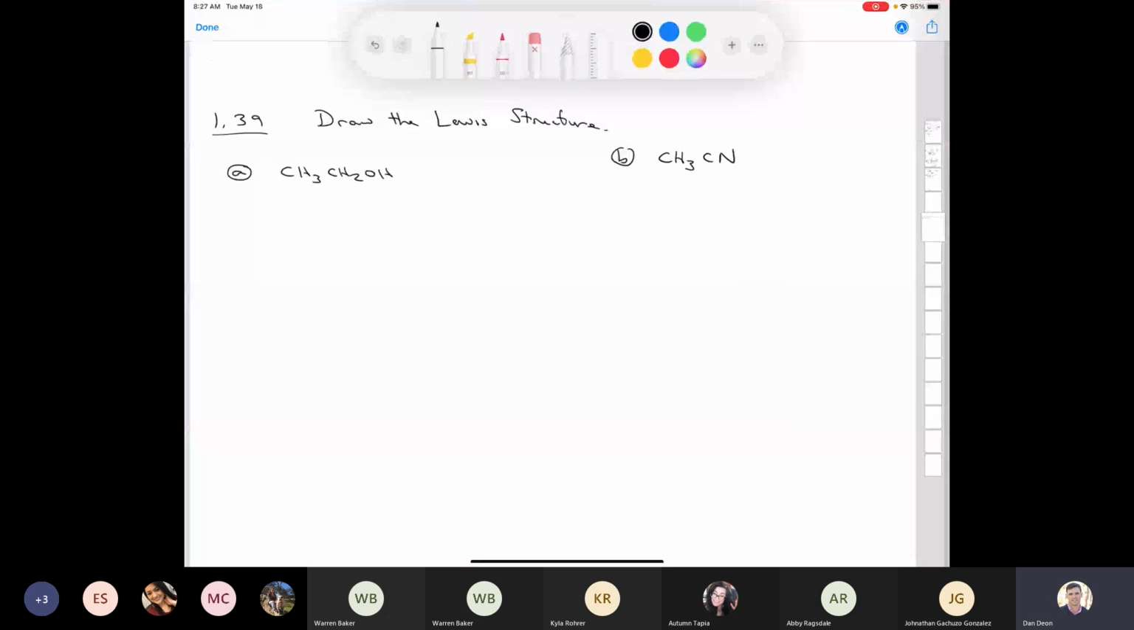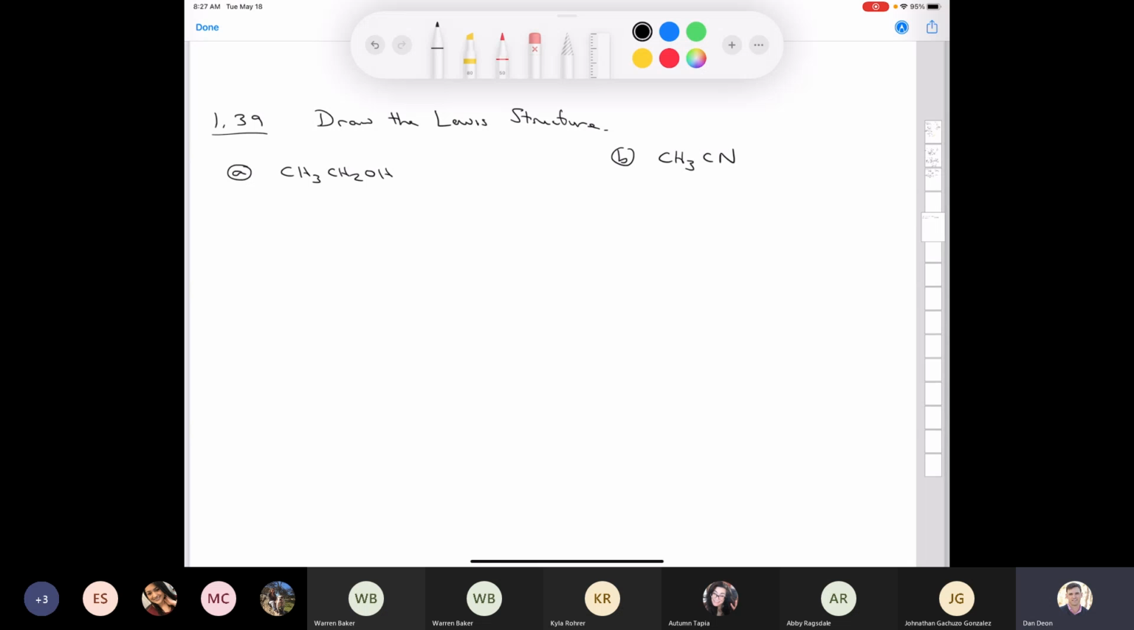All right, let's take a look at some practice problems from chapter 1. This is question 1.39. It can be found in the practice problems section, which is towards the end of the chapter. After section 1.13, you have a review of concepts and vocab, then a skill builder review, and then you have practice problems.